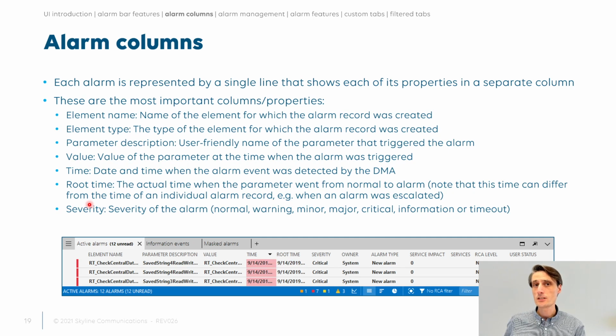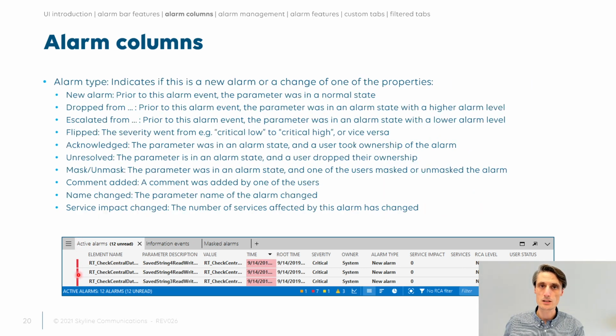Next to that, we have the severity. That's clear, I guess. That's indicating the severity also in the color-coded line in front of your alarms that is being visualized. Next is the alarm type, and the alarm type is an interesting one because over there you can actually see those changes that might happen to your alarm over time. An alarm always starts as a new alarm. That's the first occurrence. It happens and we pick it up and it is a new alarm.